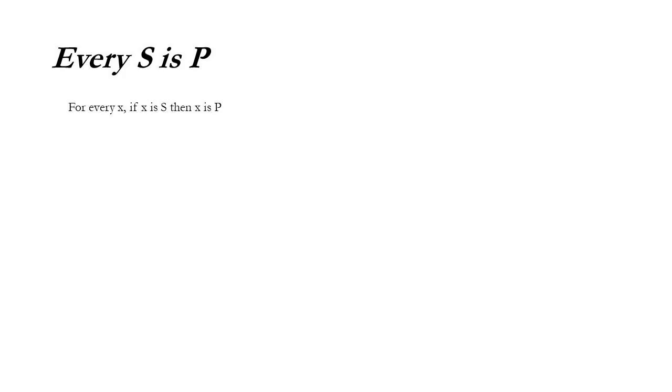Here's a way to paraphrase that. Every S is P. You could say for every X, you think about X as just like anything, right? Like it's a variable, just like you'd see in algebra. If X is S, then X is P. This is just to say if X has some property, namely S, then X also has another property, namely P. We'll break this down in parts, though.